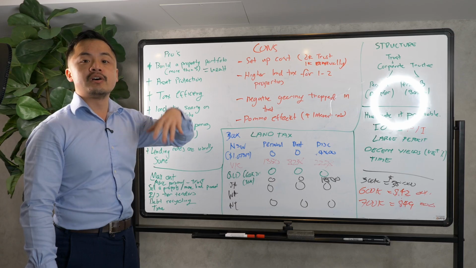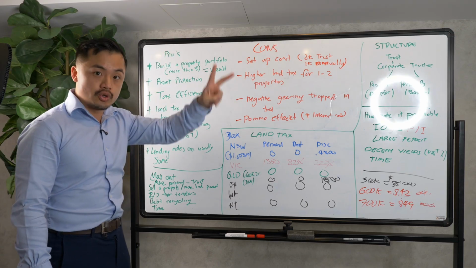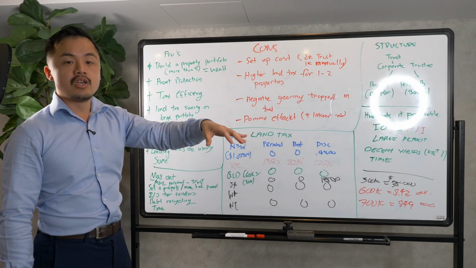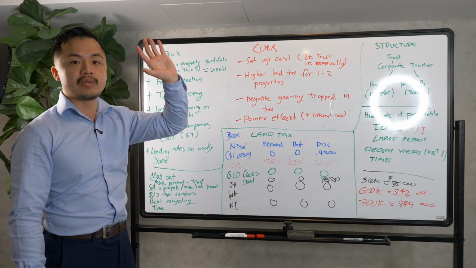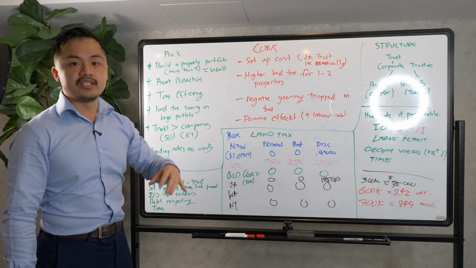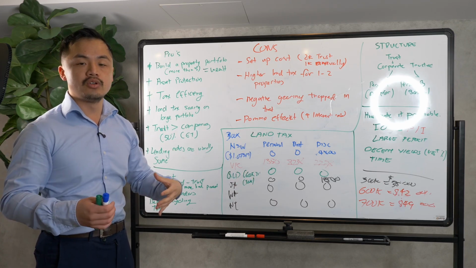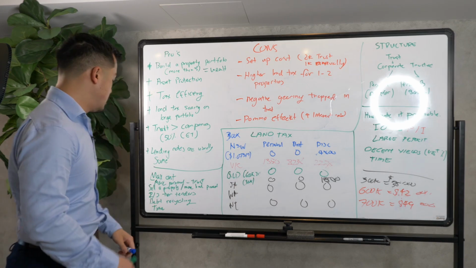You have to pay CGT when you transfer from your personal name to trust on the profit that's made. So let's say the property made 200 grand profit. You have to pay CGT on that, even though you're transferring from your personal name to yourself. Even though the ownership is still yours, you still have to pay that as taxes.